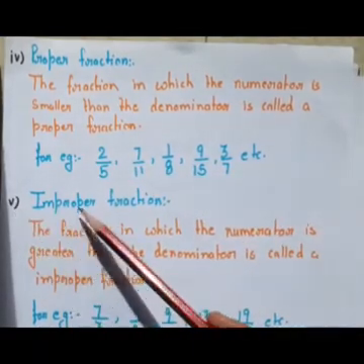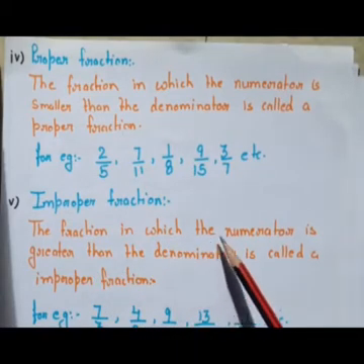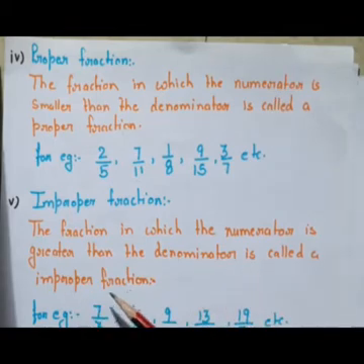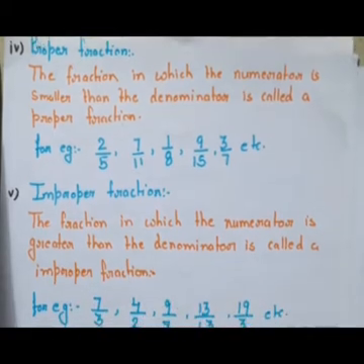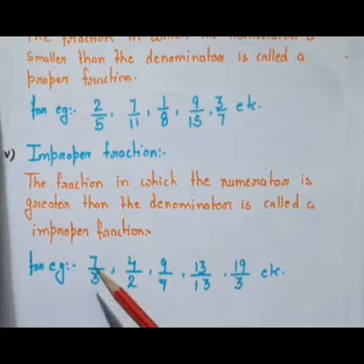Fifth is your improper fraction. The fraction in which the numerator is greater than the denominator is called an improper fraction. So if in a fraction the numerators are greater than the denominators, then the fraction is known as your improper fraction. As you can see 7 by 3, so here 7 is numerator and numerator is greater than the denominator, so the fraction is known as your improper fraction.